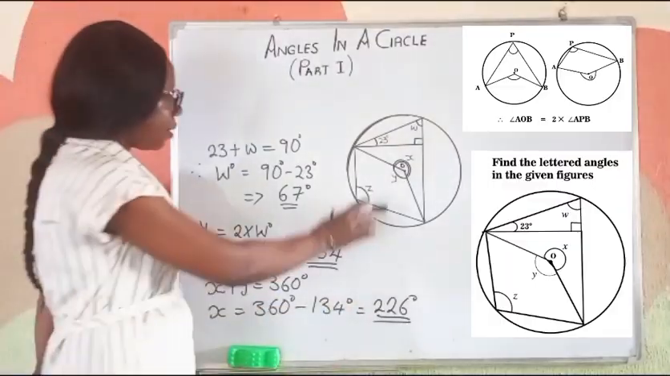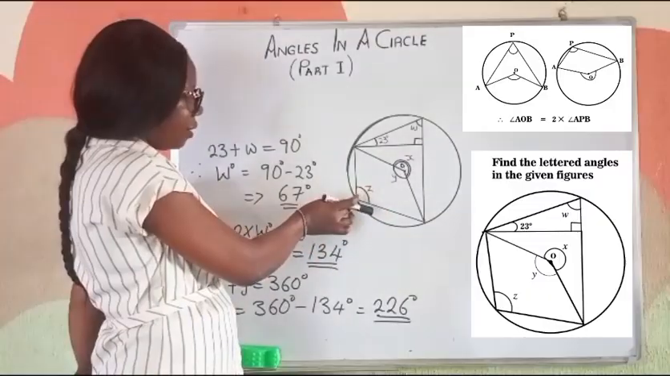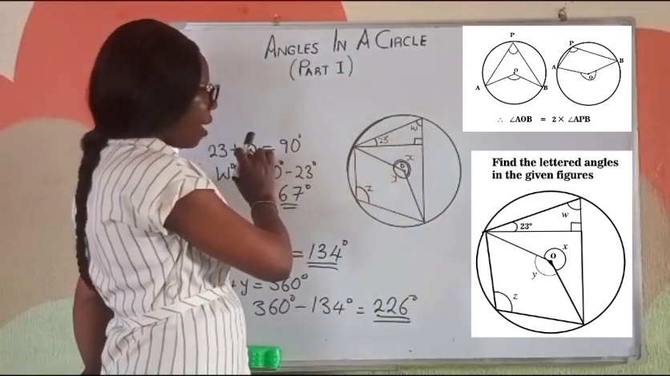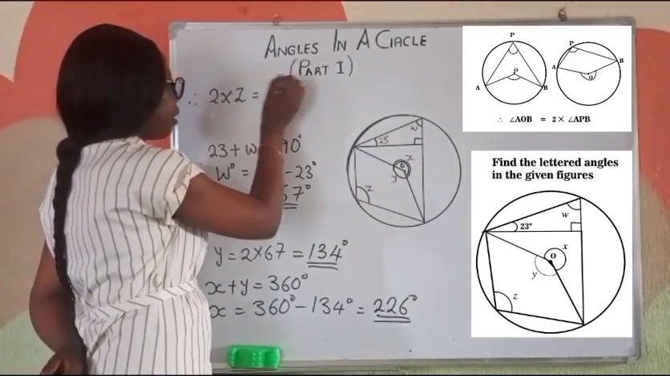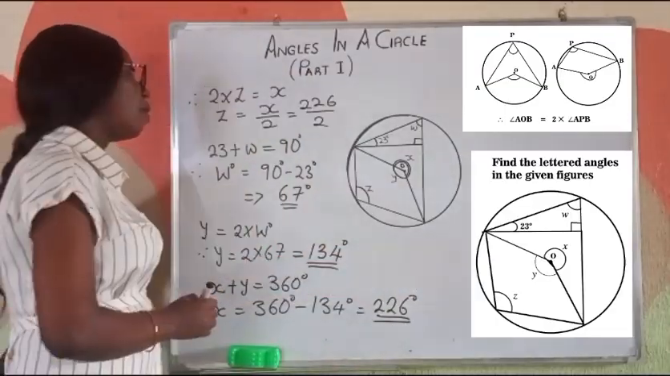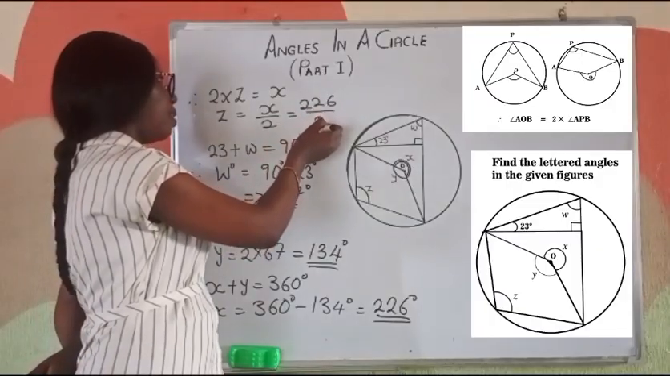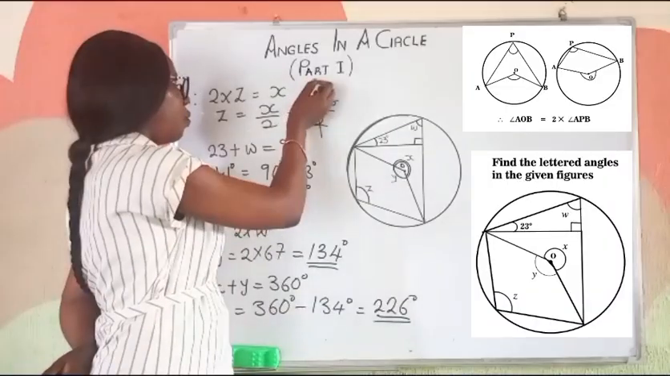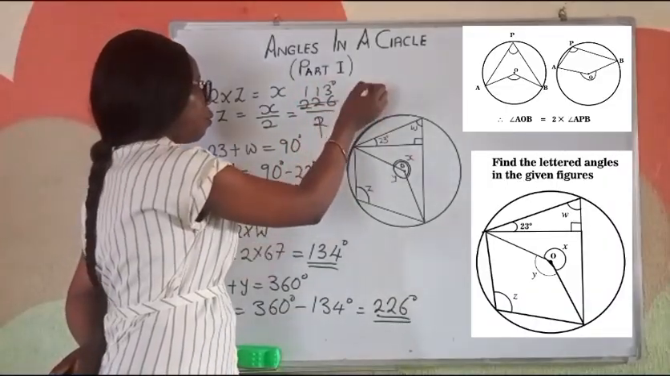In order to get Z, remember that Z is angle at the circumference, which is 2 times Z will give us X. Therefore, 2Z is equal to X, and X is equal to 226. Alright, 226 divided by 2. 2 divided into 226, 113. And Z is equal to 113 degrees.